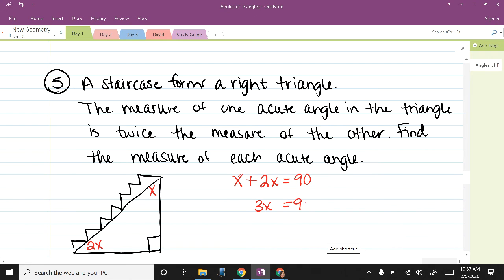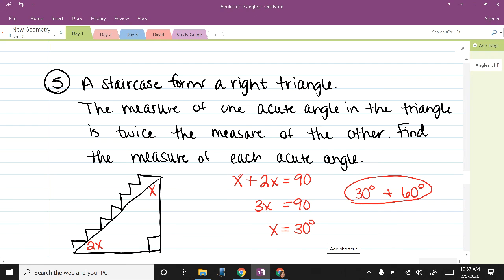3x equals 90. Divide by 3 and x equals how much? 30 degrees. So one acute angle is 30 degrees. The other acute angle is what? 60. So that would be a 30-degree angle and a 60-degree angle. And is 30 plus 60 plus 90 equal 180? Yes.